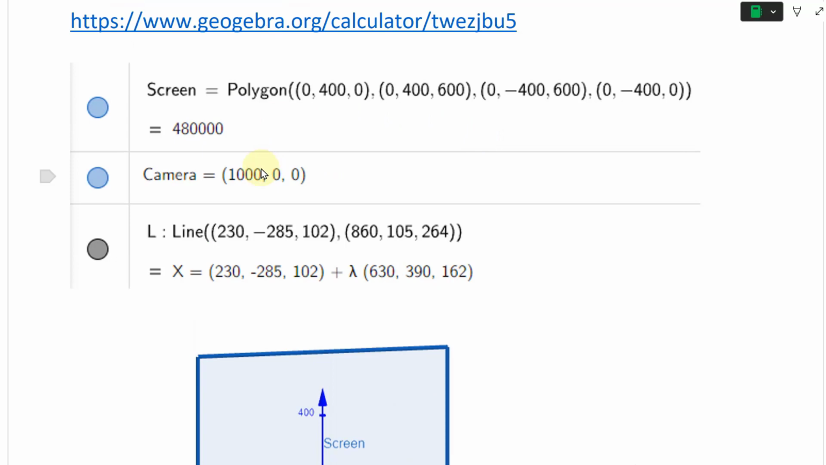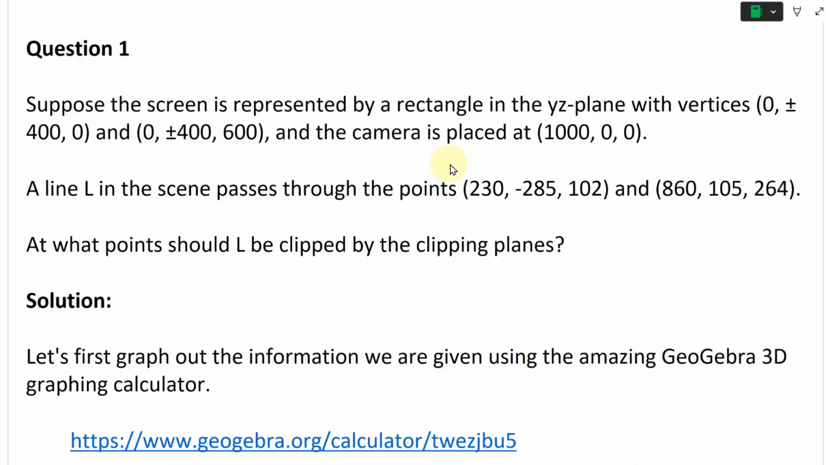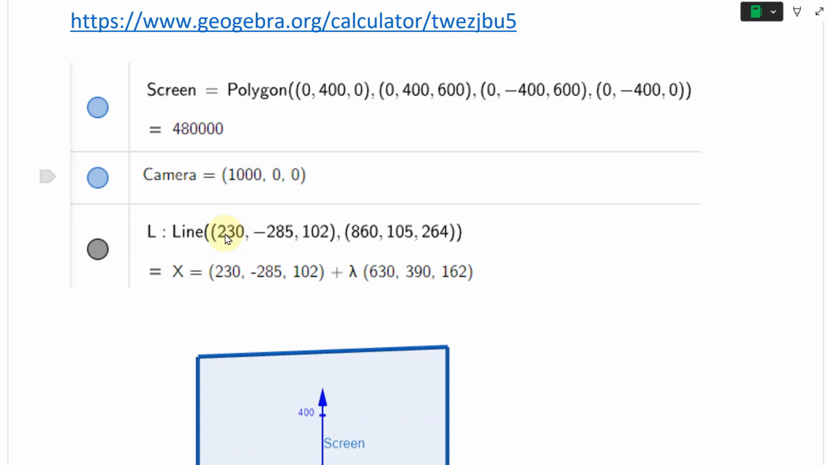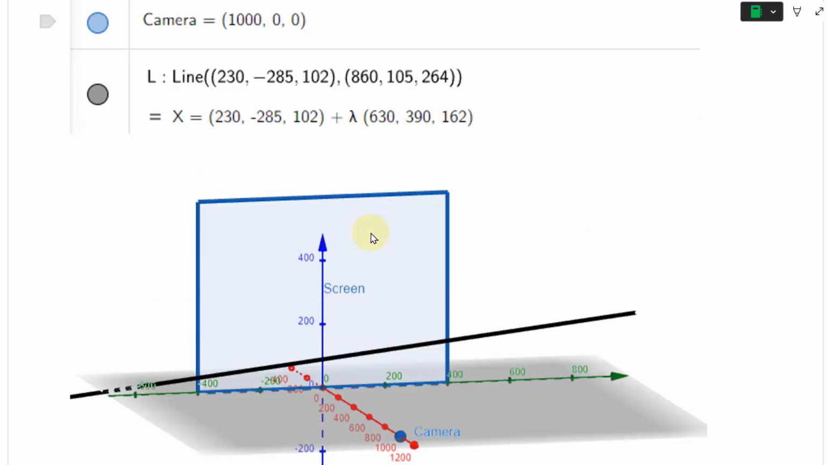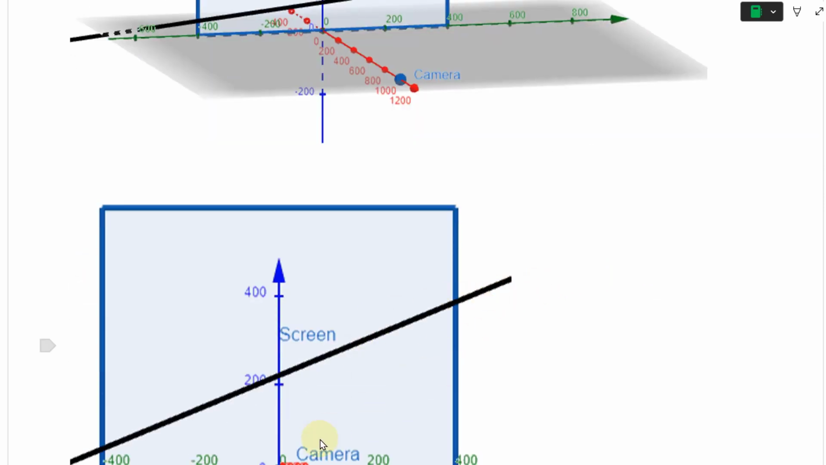So you get the screen, and you also have the camera here, with coordinates (1000, 0, 0). Then there's the line. You can just plug in both points, and it automatically calculates a vector equation of a line, but I'll do that manually. I just wanted to show it so we have a better grasp of what this question is asking. If we plug in these 2 points, (230, -285, 102) and (860, 105, 264), you're going to get a line in 3D like that. Then if you look at it this way, it looks something like this.